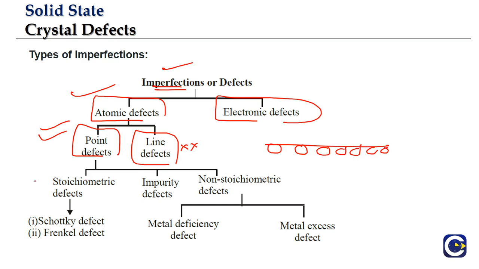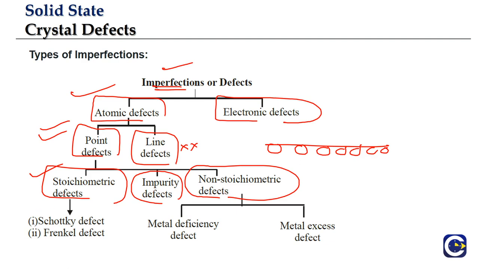So point defects, which we are going to study in this video, we will be having three broad categories in that. One is what we call stoichiometric defects. We'll see what is the meaning of the stoichiometric defects. And the other one is impurity defects. The third subcategory is non-stoichiometric defects. So what are the three subcategories? Stoichiometric defect, impurity defects, and then non-stoichiometric defects.